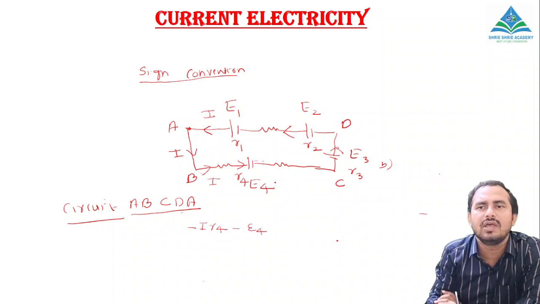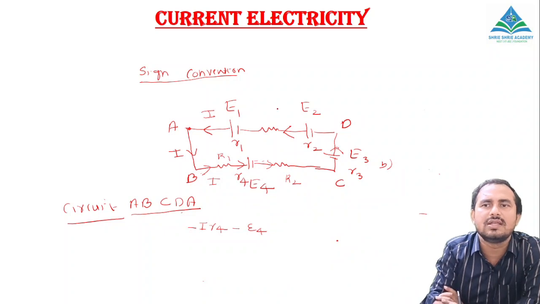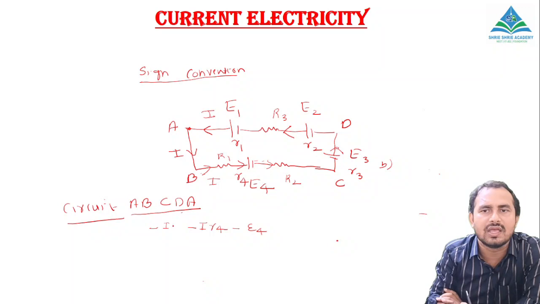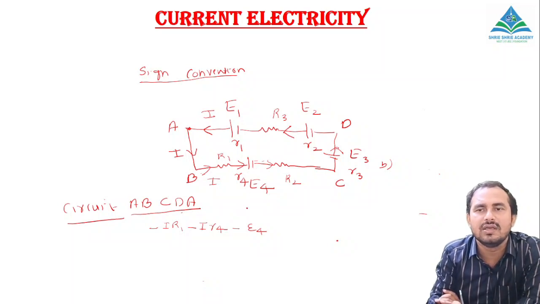so minus E4, and the same current I is passing. This resistance is the internal resistance R4 we have taken, and let's write this as R1, this as R2, and this as R3. So we are coming from A, let's start from A to B, nothing is there. B to C, first we meet this external resistance, so in the direction of current you will write minus IR1. Then the internal resistance of the battery R4, minus IR4, and going positive to negative of the battery, so minus E4.